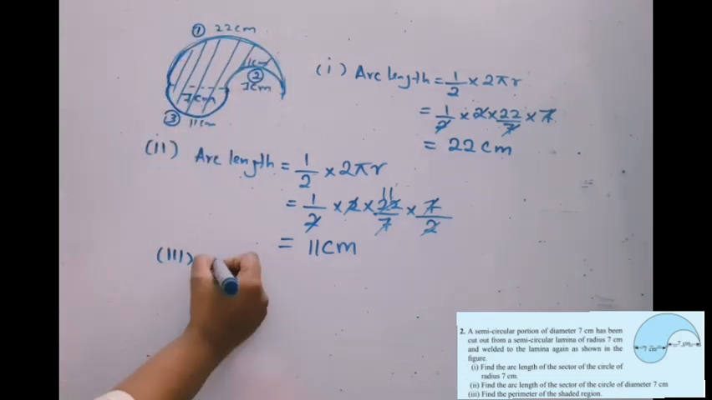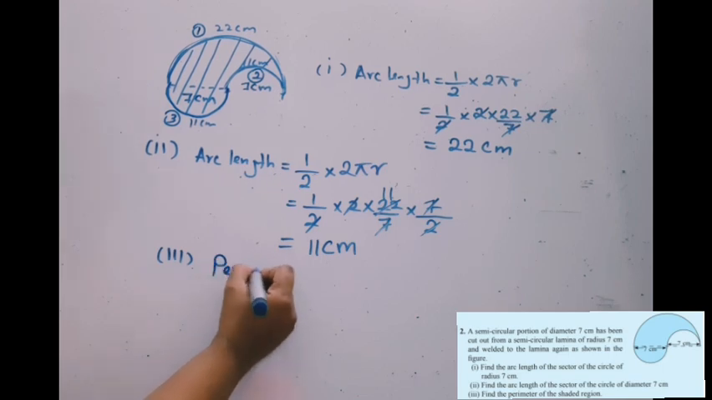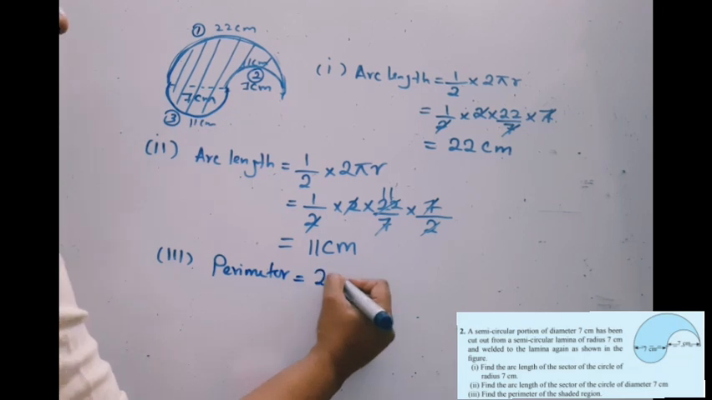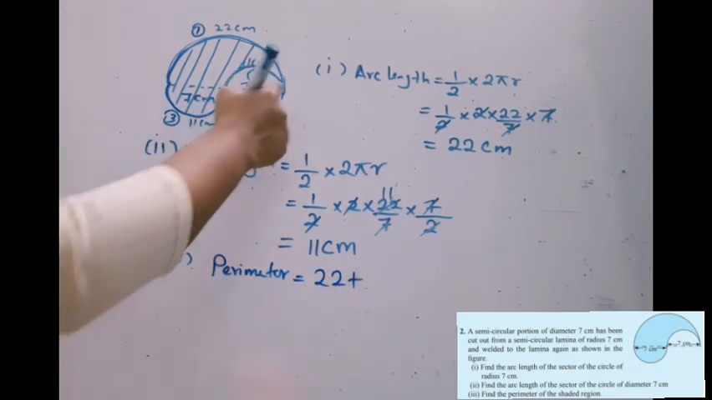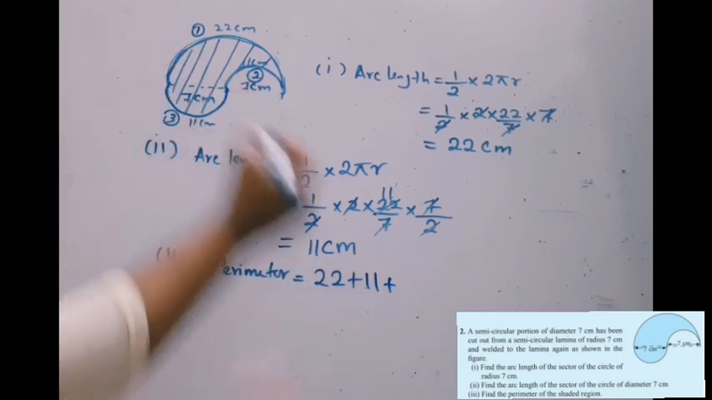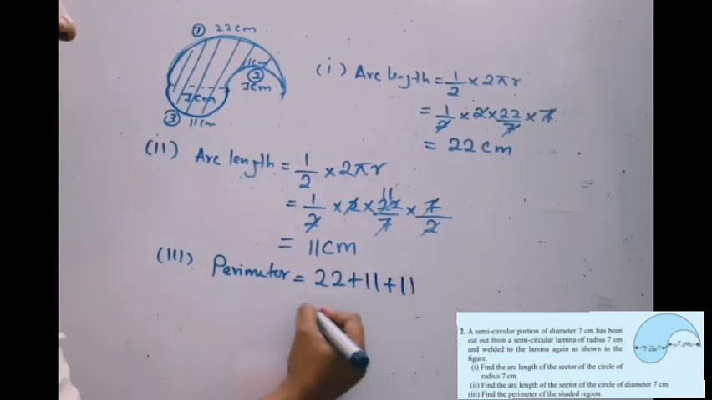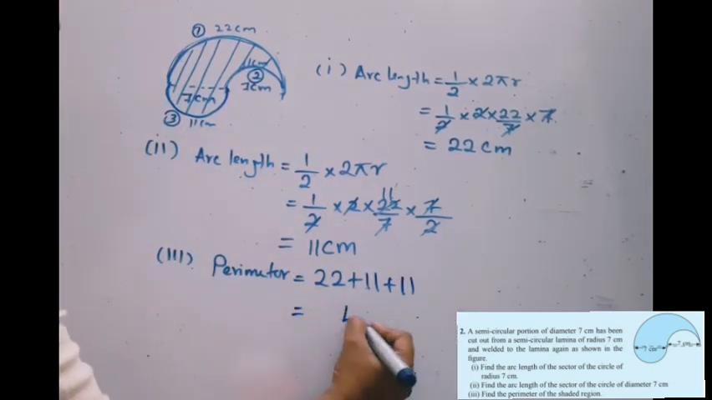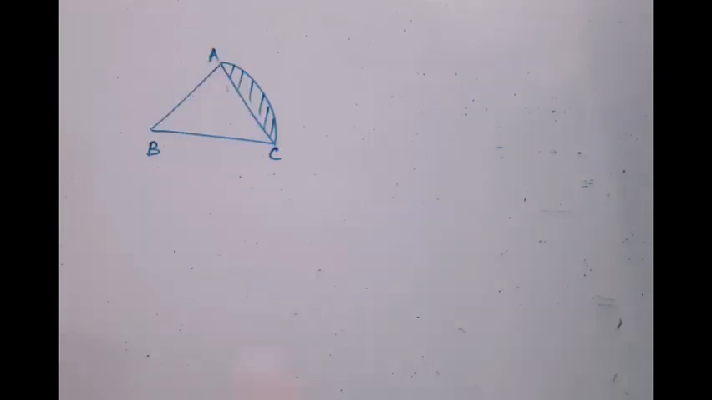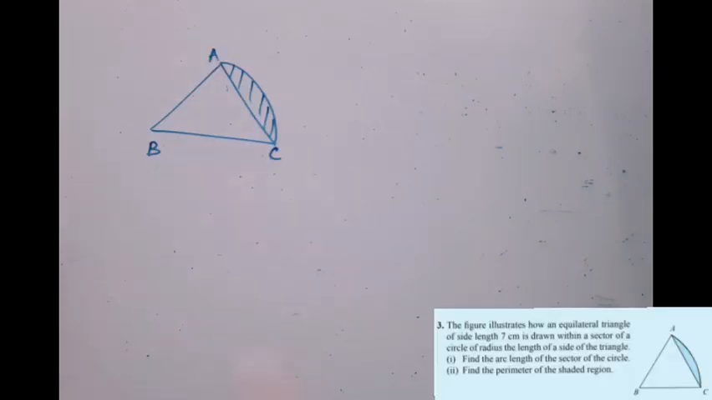That's the perimeter. So the perimeter is equal to, let's add 22 and then 11 centimeters, and again another 11 centimeters. So the answer is 44 centimeters. So this is another question from your textbook, children.